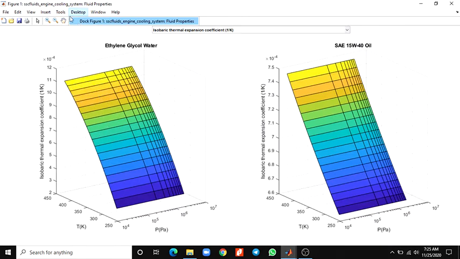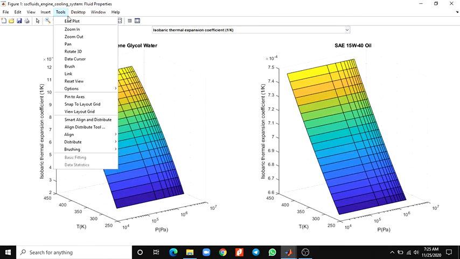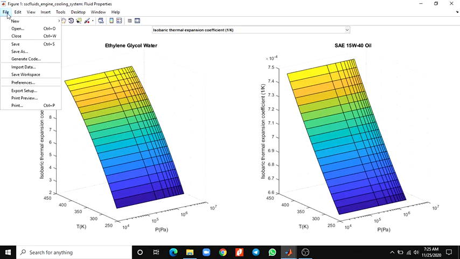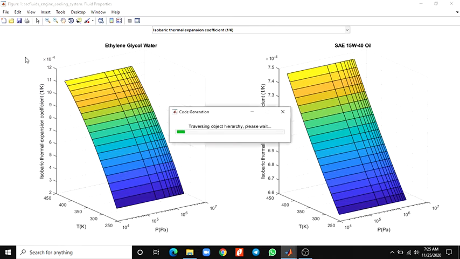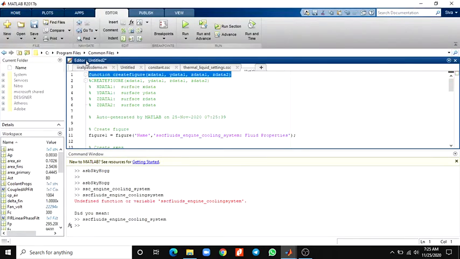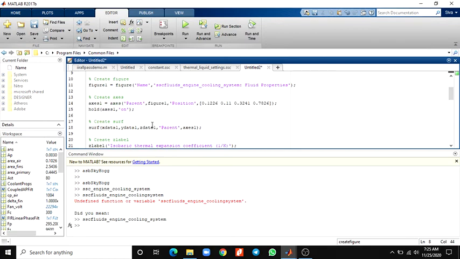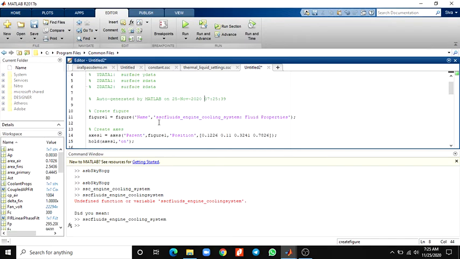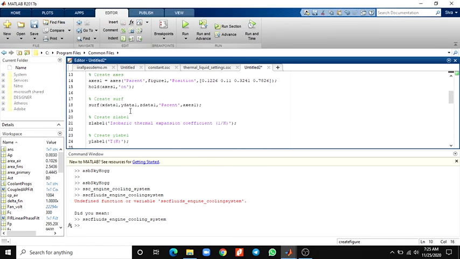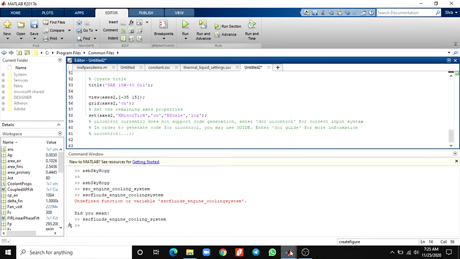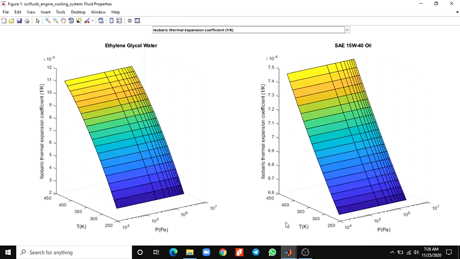Also, you can edit the plot by using this. You can change the x-axis and y-axis values and the axis titles. Also, you can generate MATLAB code from your simulated design, the engine cooling design. You can also generate the MATLAB function script file. Here you can also run this model to automate your work. You can see the names and fluid properties, and you can change them. In this manner, you can generate MATLAB code from this Simulink block.